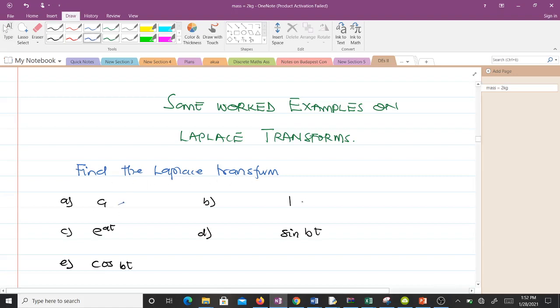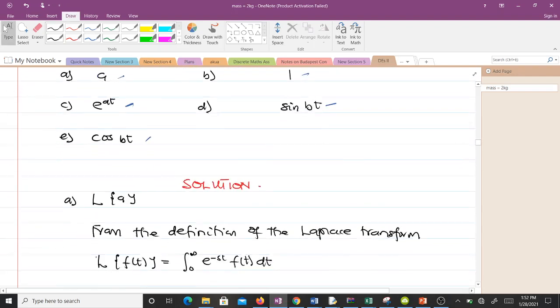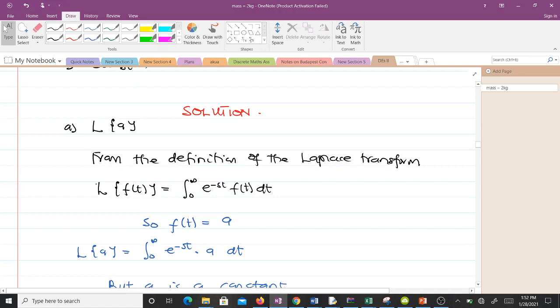So a, this, that, and that. Let's solve them. Okay, so we have to find the Laplace of a. When we began this video, we defined the Laplace transform. So from the definition of the Laplace transform, the Laplace of any function f of t is given by what we have here. Okay, this is termed as the kernel. So we are finding the Laplace of a. It means our f of t is a. So wherever we find f of t, we replace it with a.